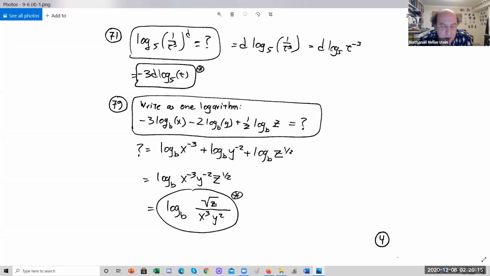the logarithm. So it'll be log base b of x to the negative third plus log base b of y to the negative 2 plus log base b of z to the half. And then sums turn into a product inside the logarithm. Log base b of x to the negative third, y to the negative 2, z to the half. Then negative 3 and negative 2 power are a cube and a square in the denominator. A half power is a square root. So you get log base b of the square root of z, divided by x cubed y squared.